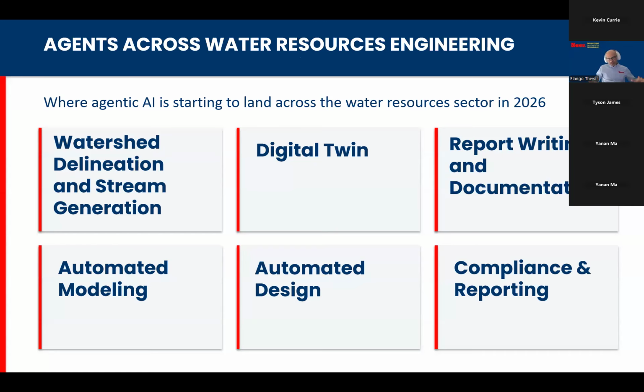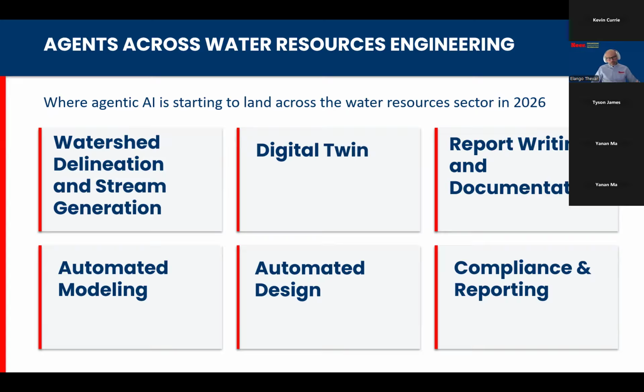And these are some of the use cases, and we won't talk about all of them, but I wanted to talk about watershed delineation, stream generation, and digital twin, which essentially just means forecasting. That's what it means, like flood forecasting in this case, or flow forecasting, or depth forecasting, using some kind of machine learning model, or it could be a physics-based model like HEC-RAS or SWMM. And for report writing and documentation, an agent can do it really, really fast and better if you have a template, and it can create figures and all those things.